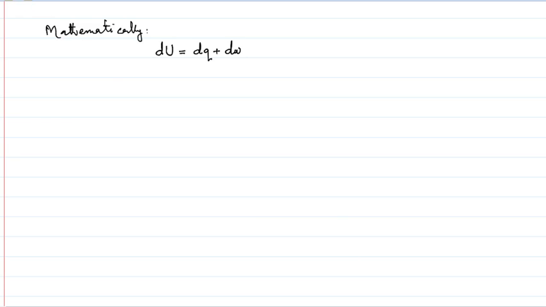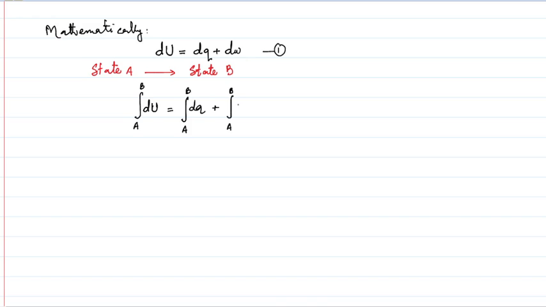Suppose we have two states of a system. Suppose this is state A and it changes into, suppose, state B. Now to find this change in internal energy from state A to state B, we will simply integrate this one. If this is equation number 1, we can write the integral of dU, the state changing from A as initial to B as final, and similarly for the other two terms, the integral of dq from A to B plus the integral of dw from A to B.